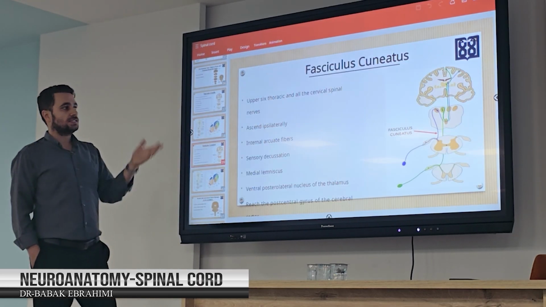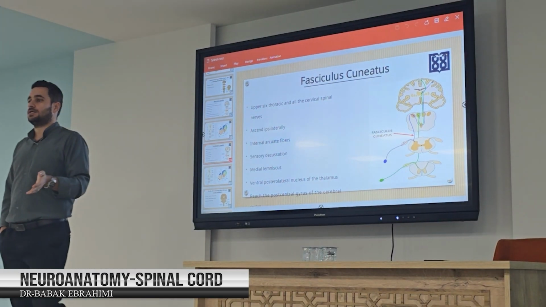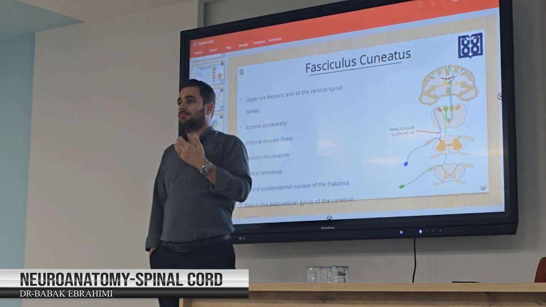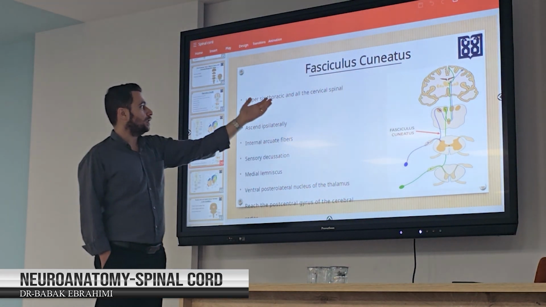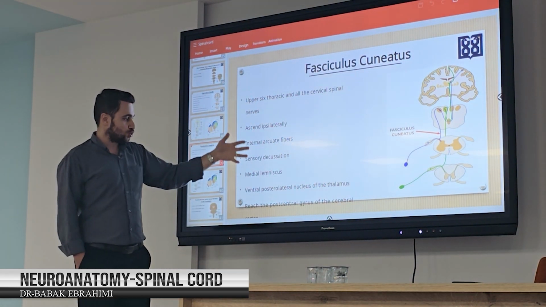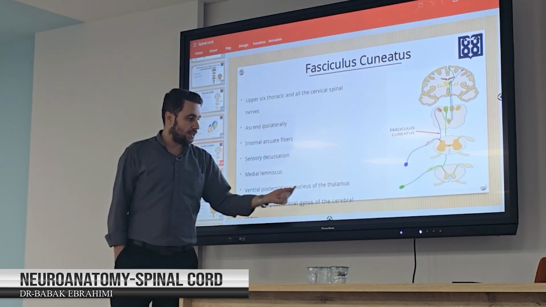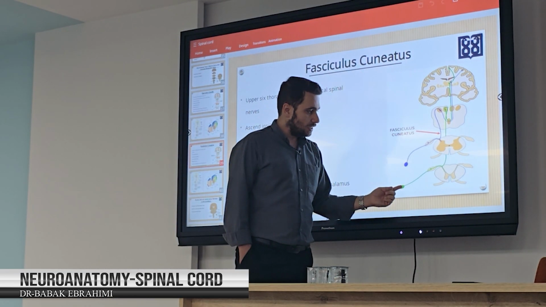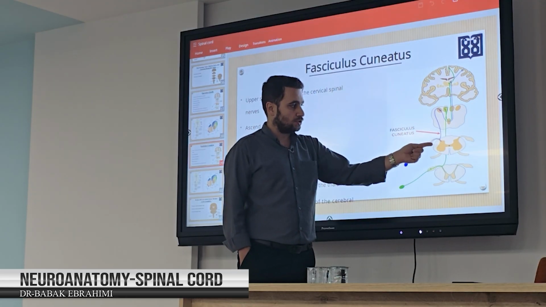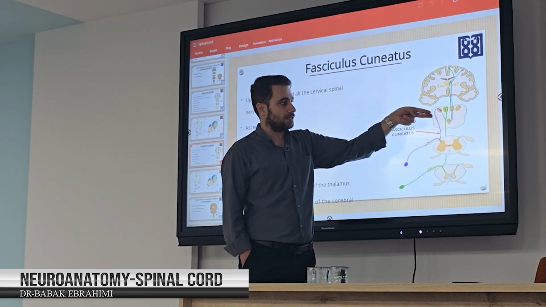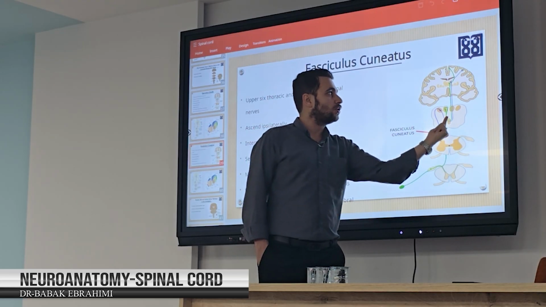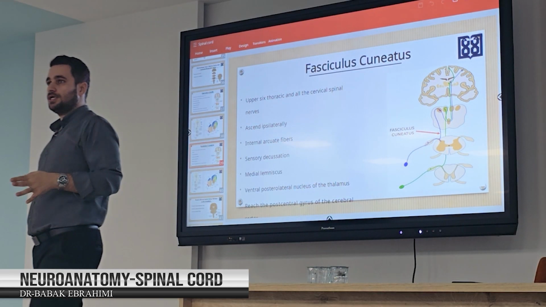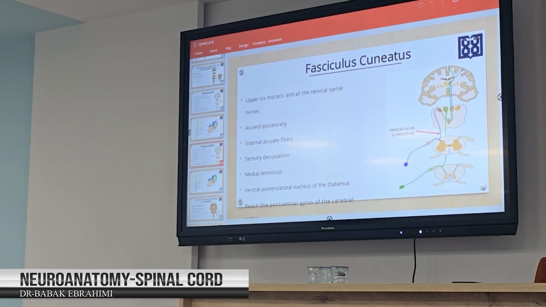The next one, fasciculus cuneatus, is completely the same as gracilis, but it carries the sense of upper limb. It comes to the spinal cord, ascends ipsilaterally, goes to the medulla oblongata, then goes to the VPL nucleus of the thalamus, and then goes to the cerebral cortex. You are seeing this one is gracilis, this one is cuneatus. Both of them go to the medulla oblongata. Then they cross and go to the thalamus, then to the cerebral cortex. Do you have a question? If you have a question, ask. Okay.